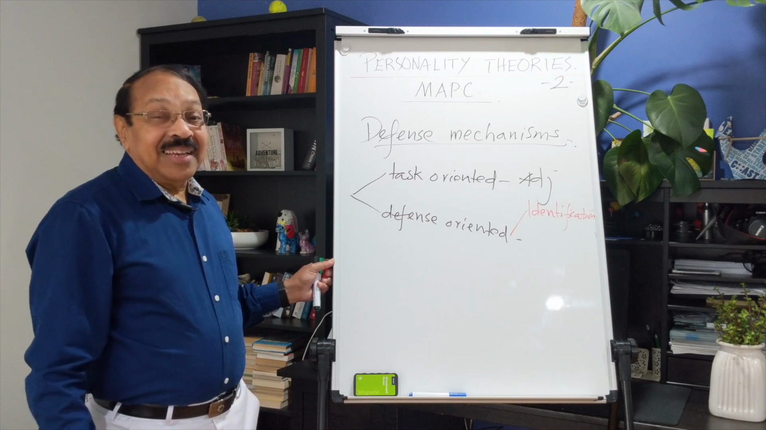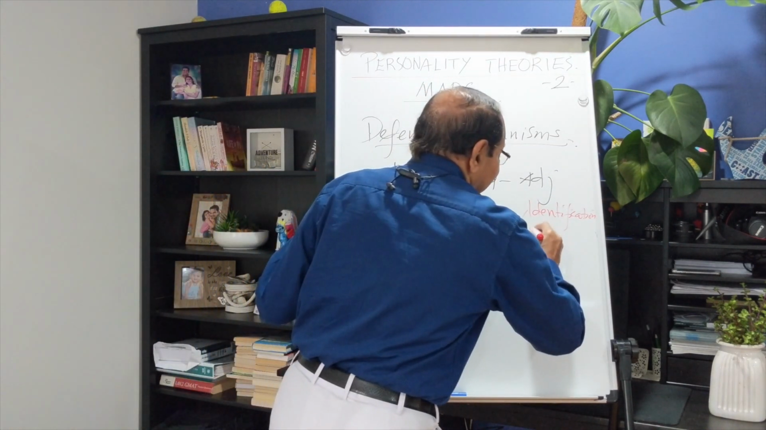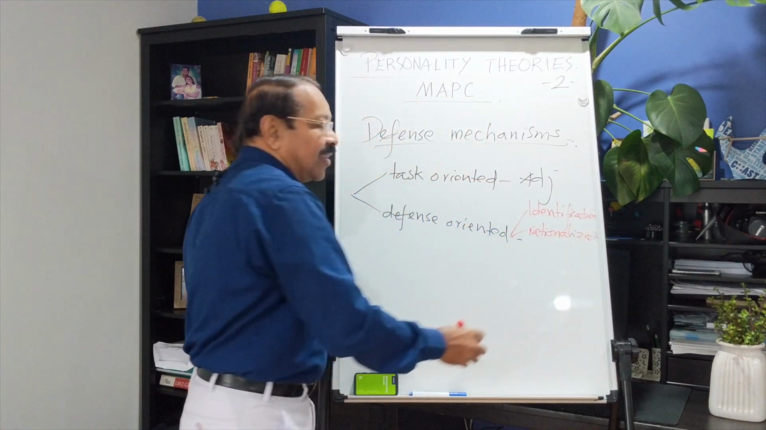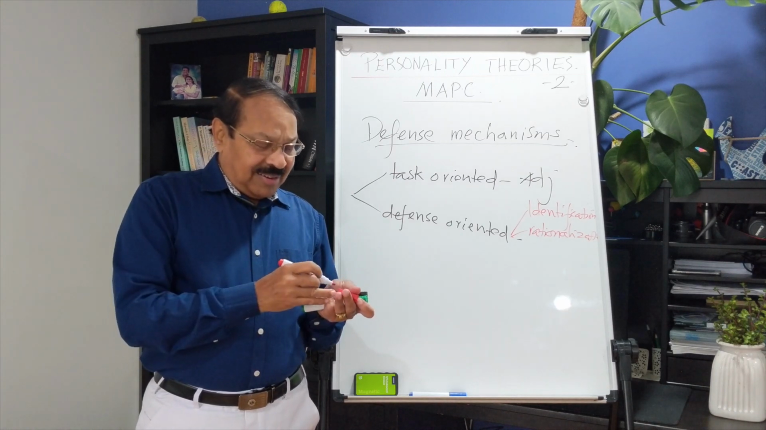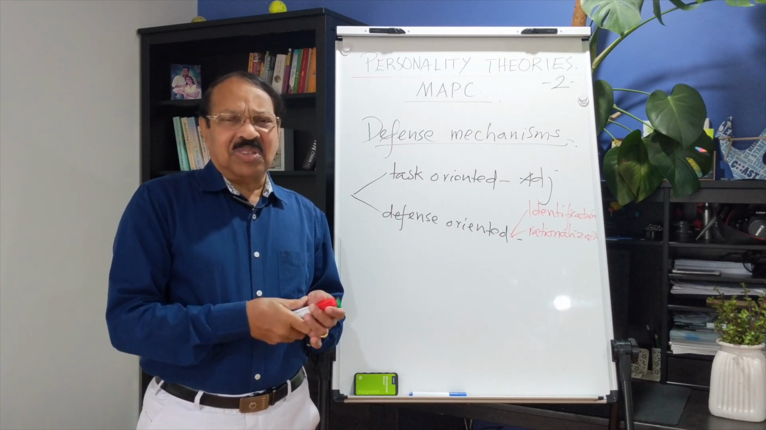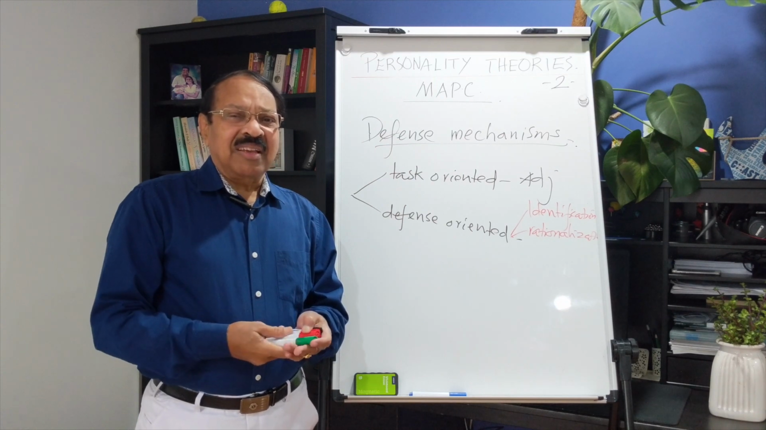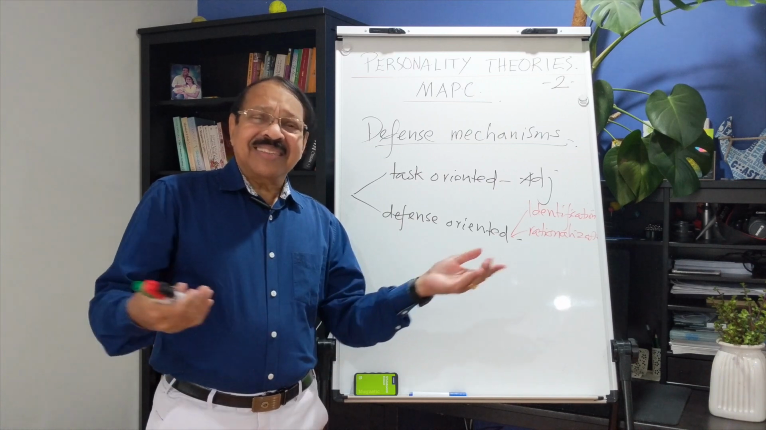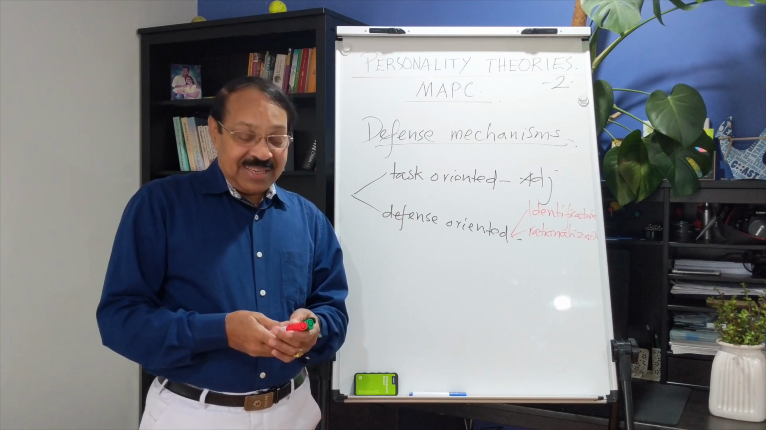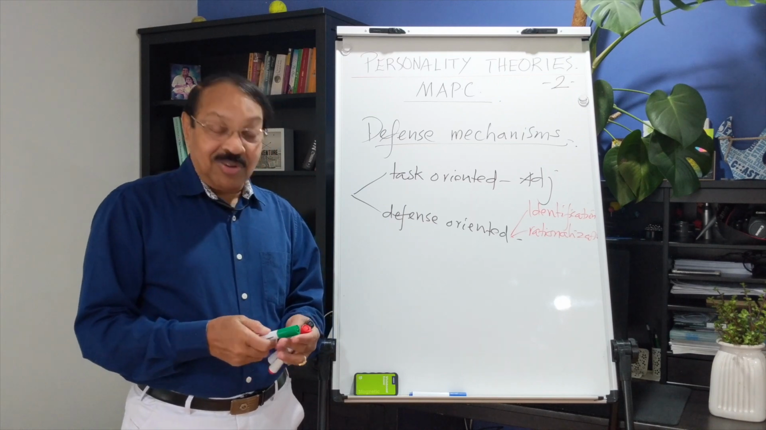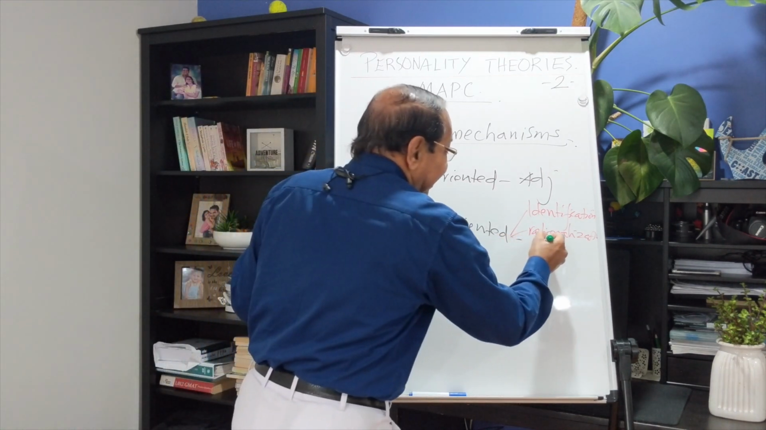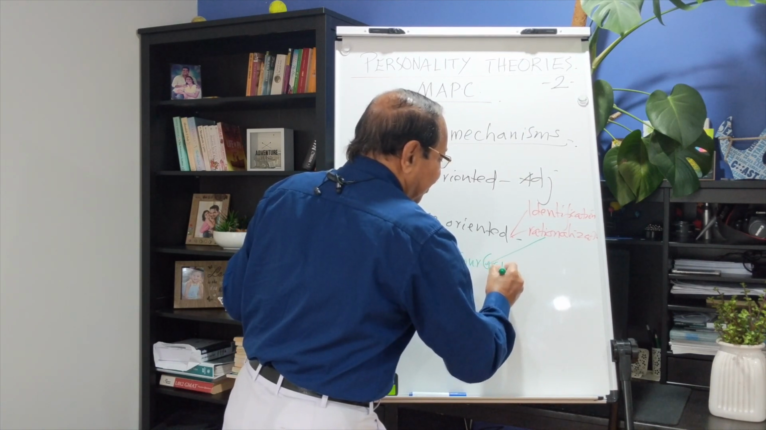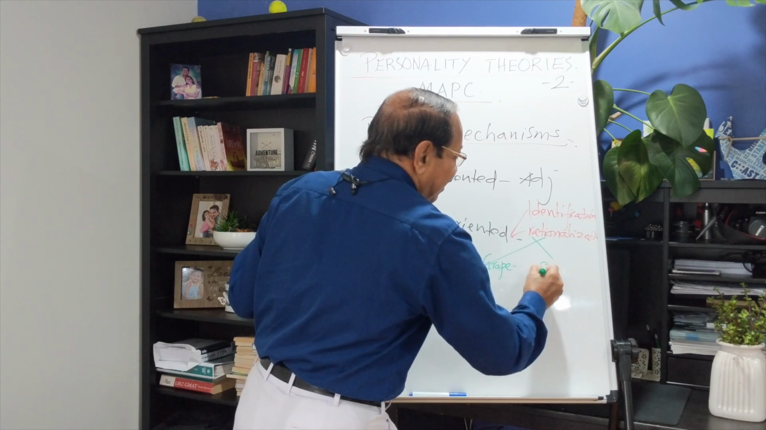Or, he rationalizes. Rationalization, it is called. He says, "Oh, because of my illness at that time, because of some other disturbances," and many such things, he rationalizes. Actually, this rationalization is of two types. One is called the sour grape mechanism, the Aesop story, you remember. The other is the sweet lemon mechanism.